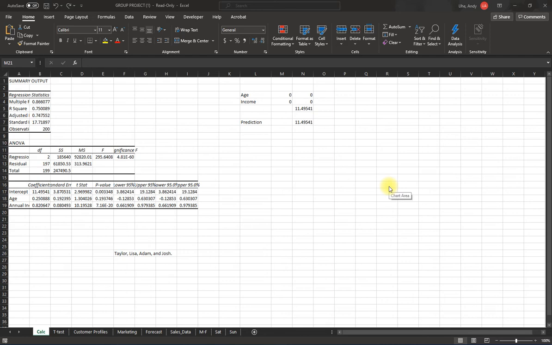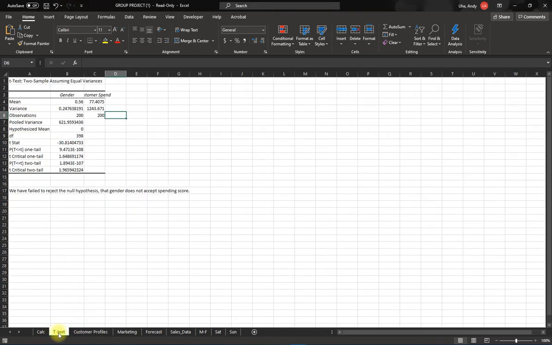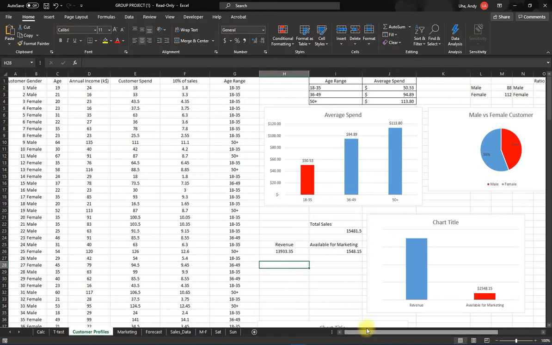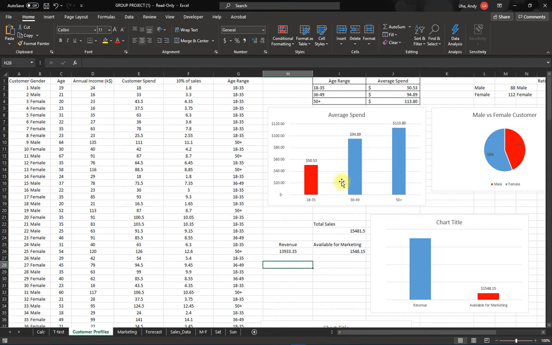This is for Taylor, Lisa, Adam, and Josh. I'm looking over your project. I'm going to start with the customer profile section. This part looks good. Everything's right.